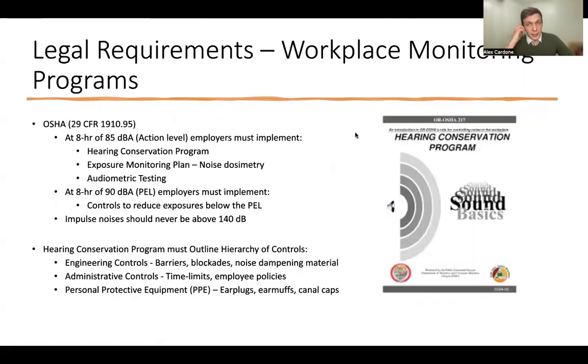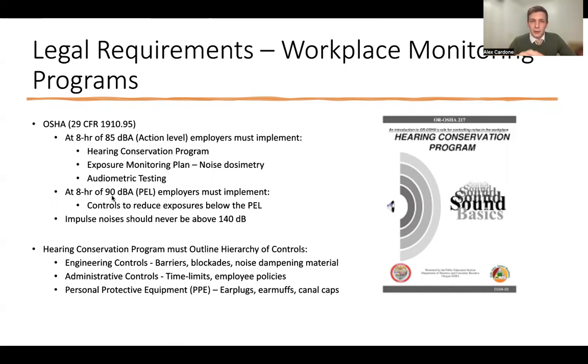Okay, legal requirements, workplace monitoring programs. OSHA in 29 Code of Federal Regulations, CFR 1910.95, outlines their hazardous noise program and what they're holding employers responsible for. They illustrate 2 different levels. There's an 8-hour average of 85 decibels, otherwise known as the action level, and an 8-hour average at 90 decibels, otherwise known as the PEL, or permissible exposure limit.